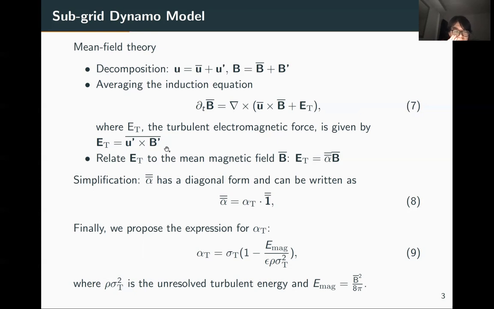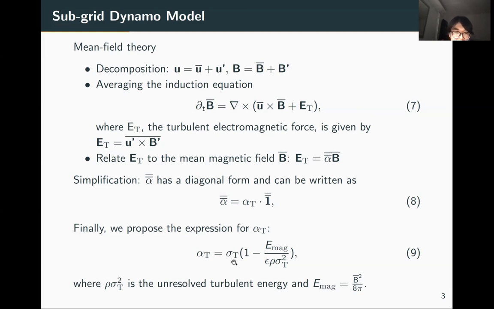Now the problem becomes more like a standard closure problem. We have to come up with a way to relate E_T to the mean magnetic field. And here we simply relate them by an alpha tensor. And if the turbulence is homogeneous and isotropic, we can say that the alpha tensor has a diagonal form and can be rewritten as a scalar alpha times a unit tensor. And finally, we propose the expression for scalar alpha to be equation 9.